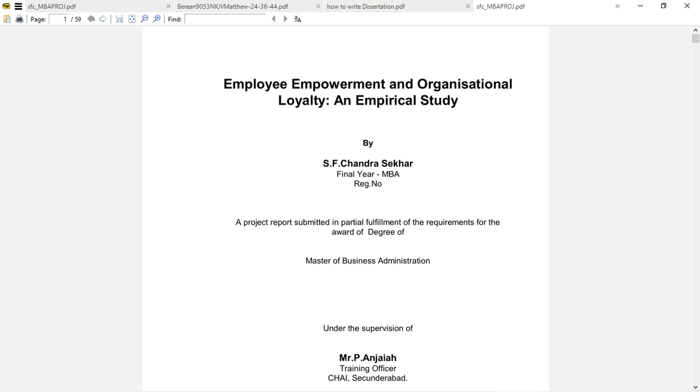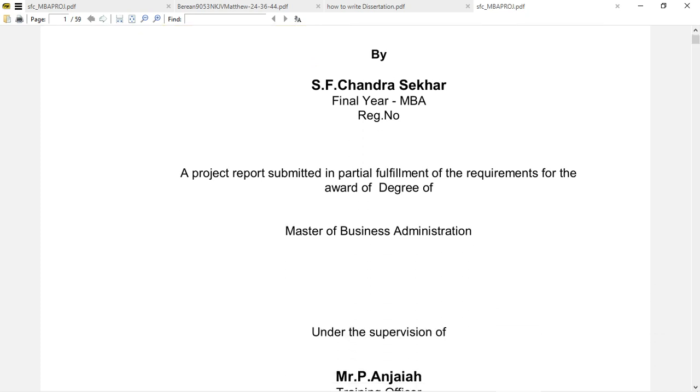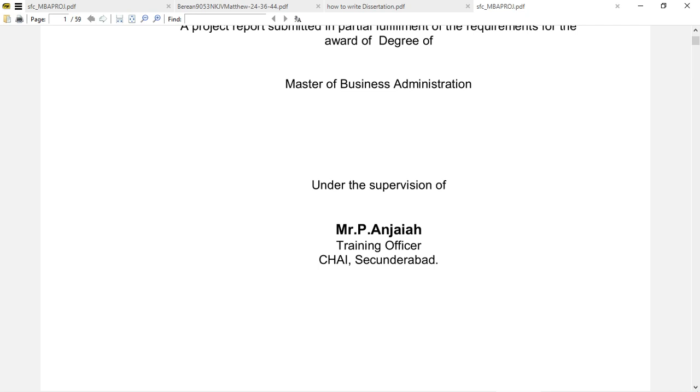So this is my MBA project report. Very quickly I would run through the pages. In my PG, I have done a research study on employee empowerment and organizational loyalty. That is my research area. Employee empowerment is the independent variable, organizational loyalty is the dependent variable. So this was done under the guidance of Dr. P. Anjaya. Actually, now he is a doctor. He was a training officer then. So under his supervision, I have done this project report.